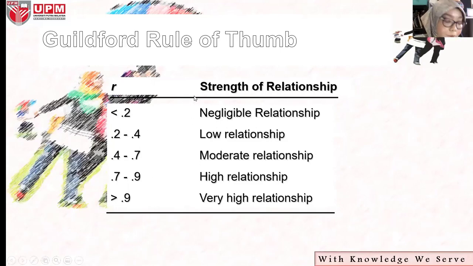Okay, and then just to remind again, the highest level of relationship is 1. The highest value of correlation is 1. If in your result you have 1 point something, 1.2 or 1.3 and so on, it means that there's something wrong with your data set, because the maximum value for correlation is only 1. It cannot be more.